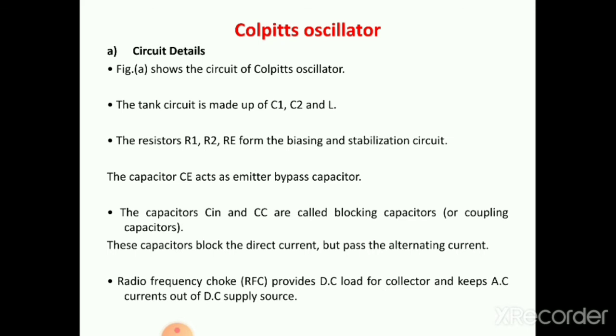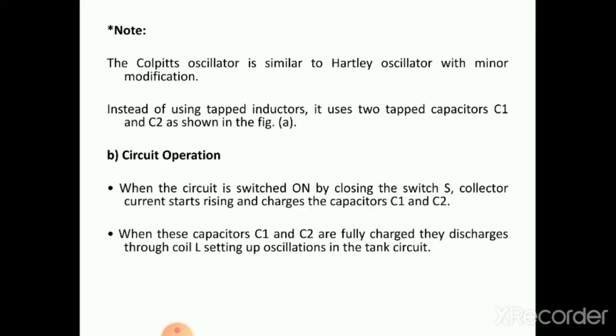The capacitors Cin and CC are called blocking or coupling capacitors. These capacitors block the direct current but pass the alternating current. RFC, radio frequency choke, provides DC load for the collector and keeps AC currents out of the DC supply source. It is the same as in the Hartley oscillator. Now see some noting points. The Colpitts oscillator is similar to the Hartley oscillator with minor modification. Instead of using tapped inductors, it uses two tapped capacitors C1 and C2.